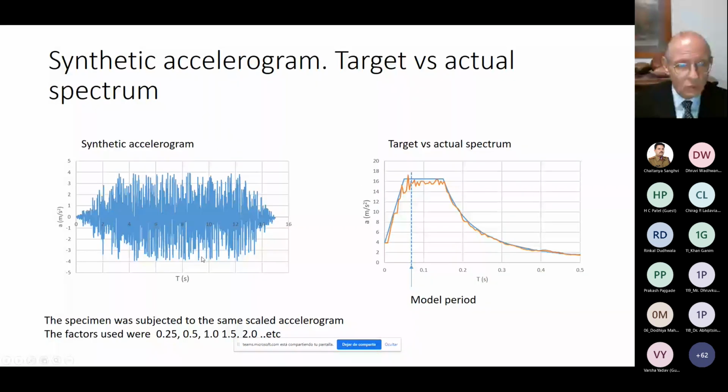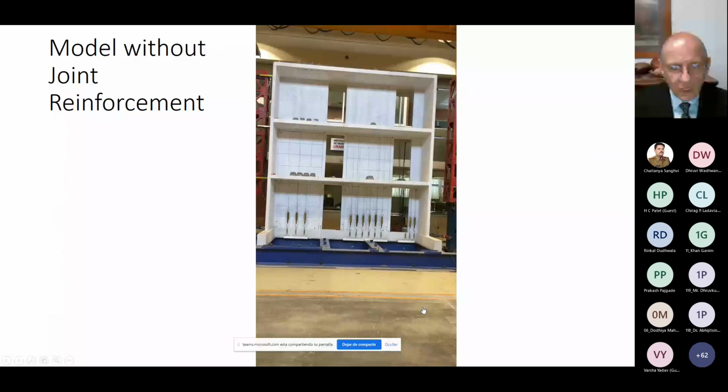We applied several movements to the specimen with the same signal, but we scaled the accelerations of the signal, so the intensity of the signal was increased. Let me show you this test. This model is without reinforcement.